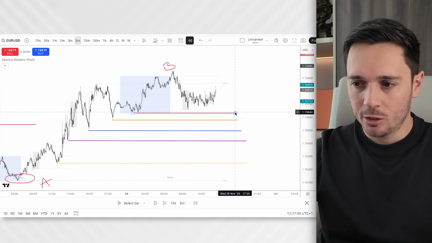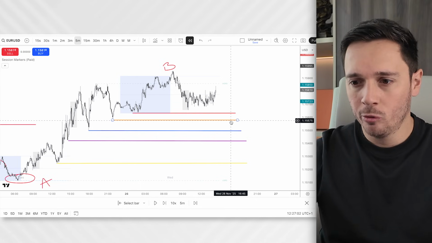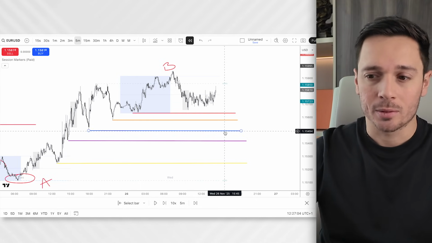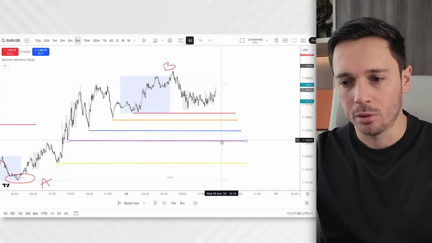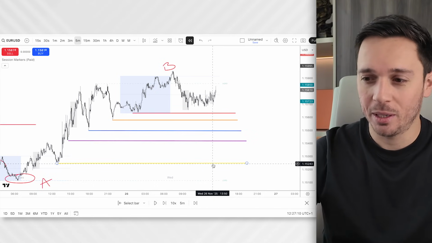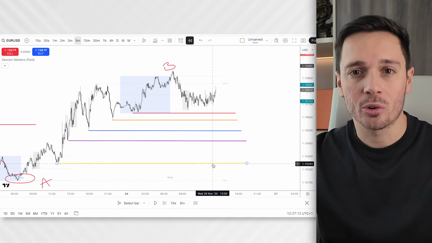Amazing. So if you picked the red, it's incorrect. If you picked the orange, it is incorrect. If you picked the blue, it's incorrect. And if you picked the purple, it is incorrect. But if you picked the yellow, it's also incorrect.